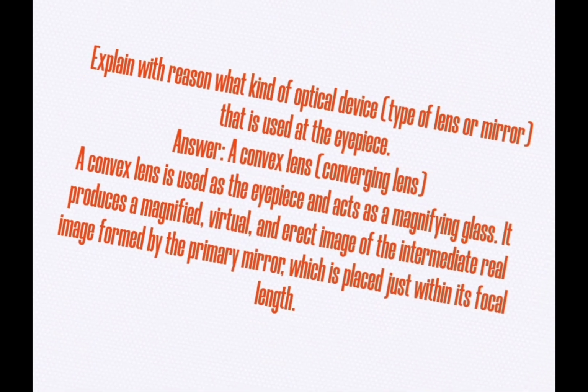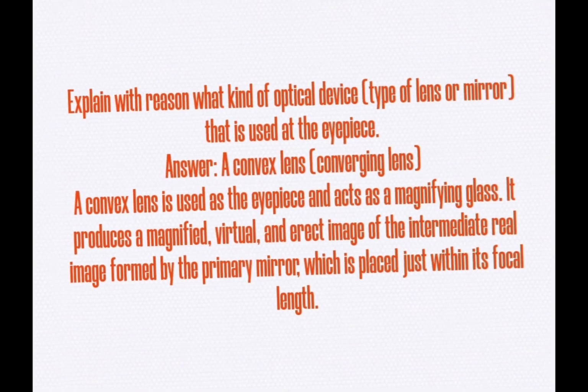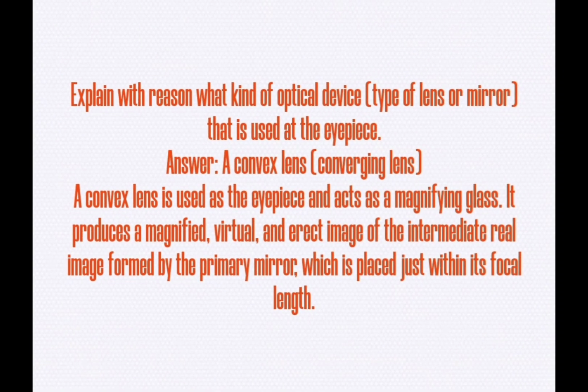Next question: explain with the reason what kind of optical device, meaning type of lens or mirror, is used at the eyepiece. The convex lens, meaning converging lens, is used as the eyepiece and acts as a magnifying glass. It produces a magnified, virtual and erect image of the intermediate real image formed by the primary mirror, which is placed just within its focal length.